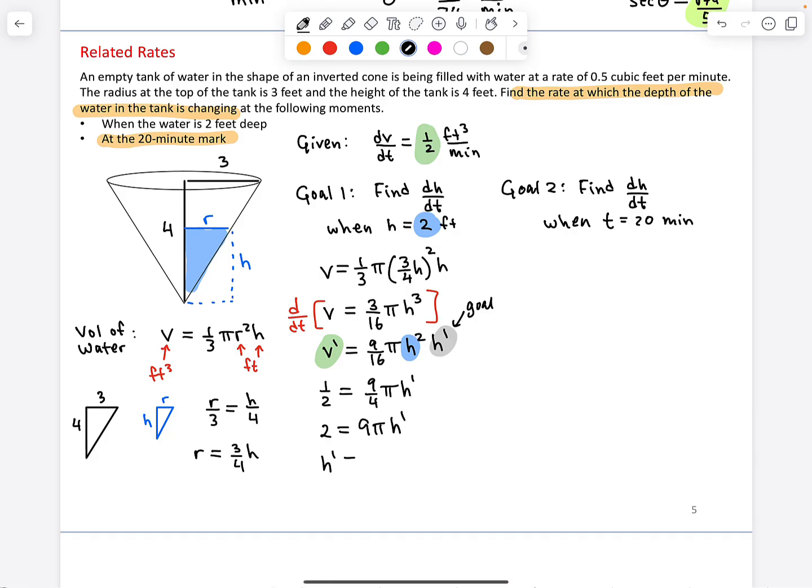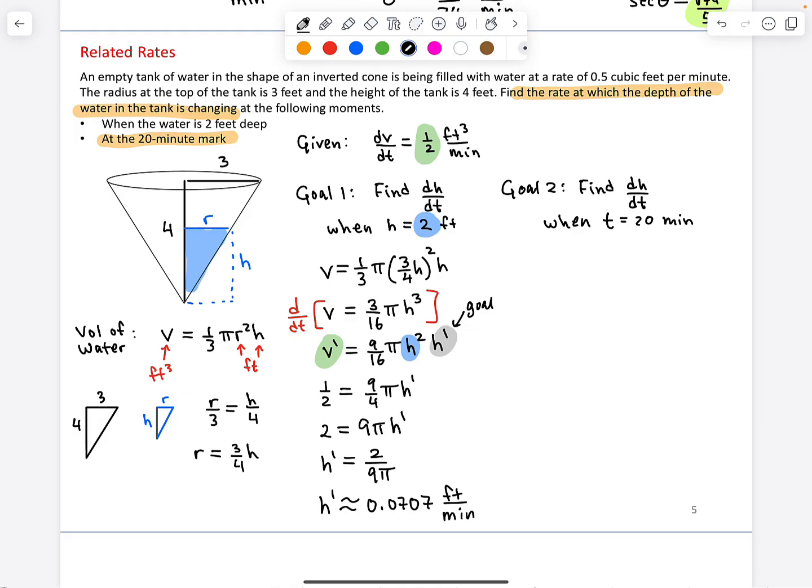So H prime, therefore, is going to be 2 over 9 pi, which is approximately 0.0707, rounded to 4 decimals. And this unit would be a unit of H. H is a length measured in feet per unit of time, and in this case, the time was measured in minutes. Okay, now goal 2.